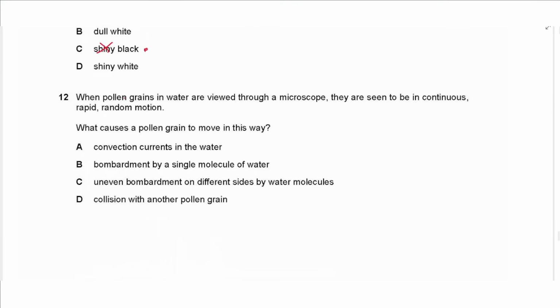Question 12 says, when pollen grains in water are viewed through a microscope, they are seen to be in continuous, rapid, random motion. What causes a pollen grain to move in this way? It is not convection current. Bombardment by a single molecule, not a single molecule. Uneven bombardment on different sides by water molecules, yes. Collisions with another pollen grain, no. So the answer is C.